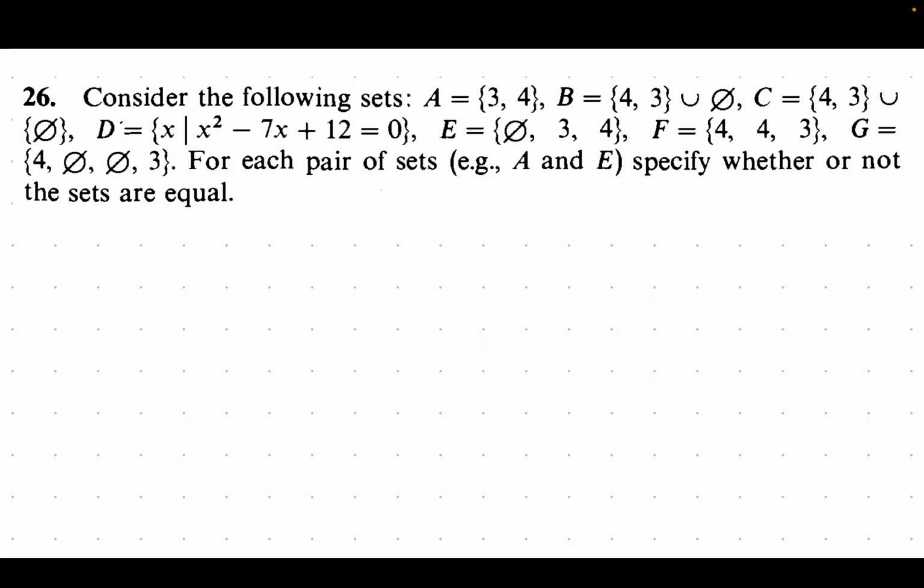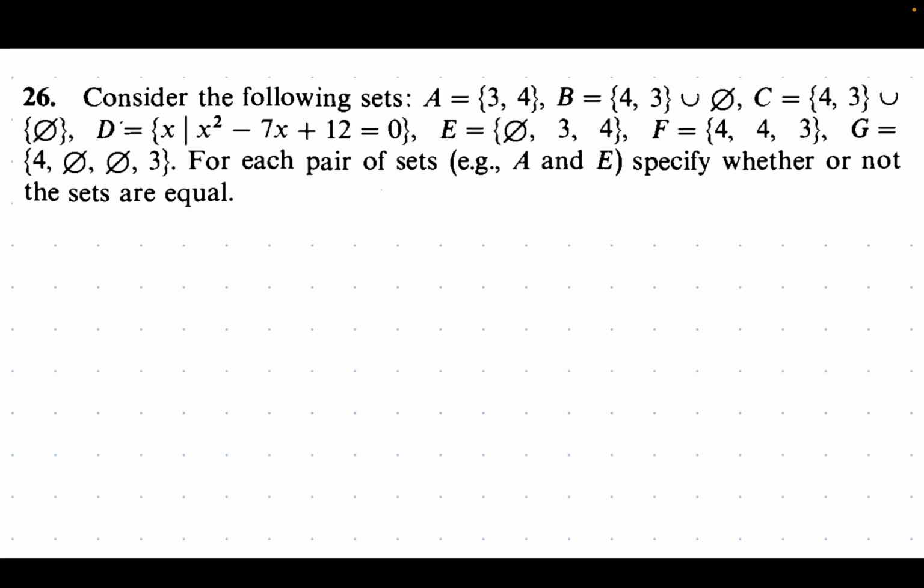Chapter 2, Exercise 26. Consider the following sets. A is equal to the set containing 3 and 4. B is equal to the set containing 4 and 3, union with the empty set. C is equal to the set containing 4 and 3, union with the set containing the empty set. D is the set of x such that x squared minus 7x plus 12 is equal to 0.